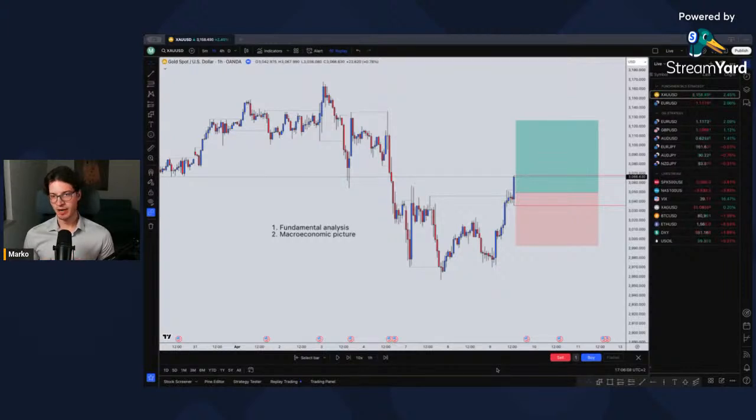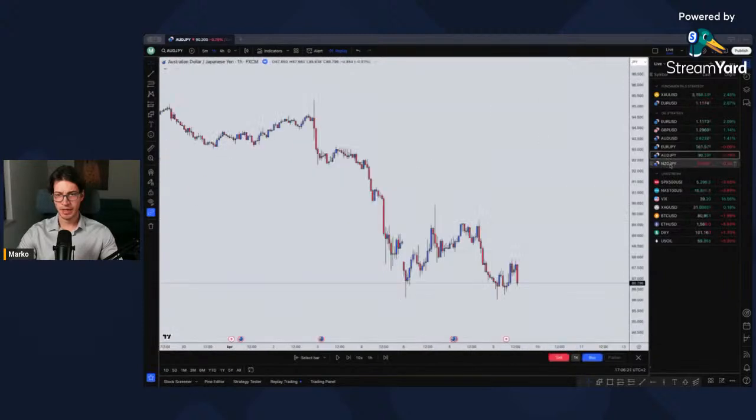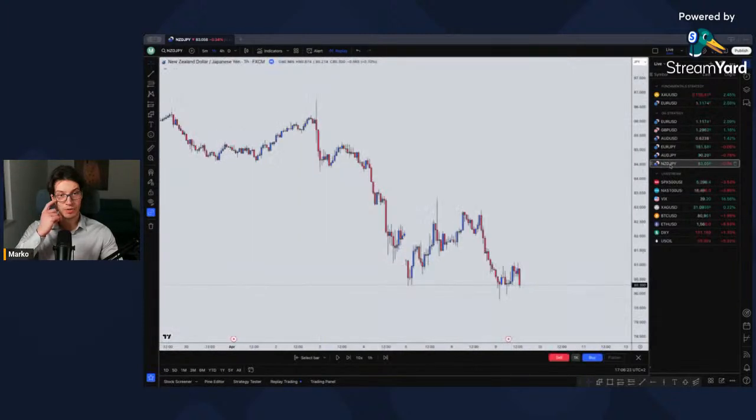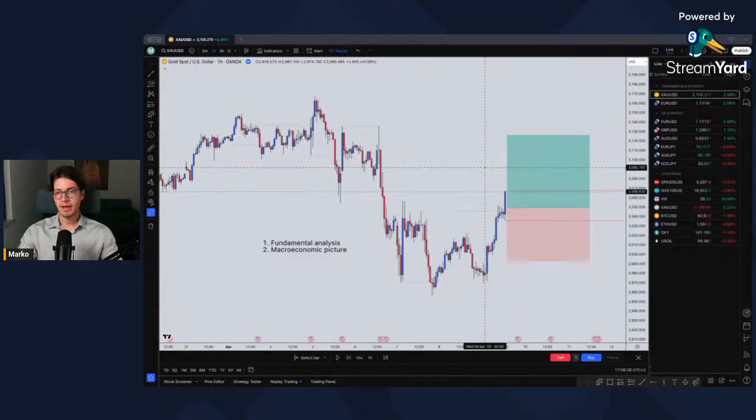Now, a risk off environment is bullish for gold, bullish for the Japanese yen. So these pairs should go down. EJ, AJ, NJ, they all should go down as the Japanese yen keeps gaining strength. All right, so risk off environment, that was good.